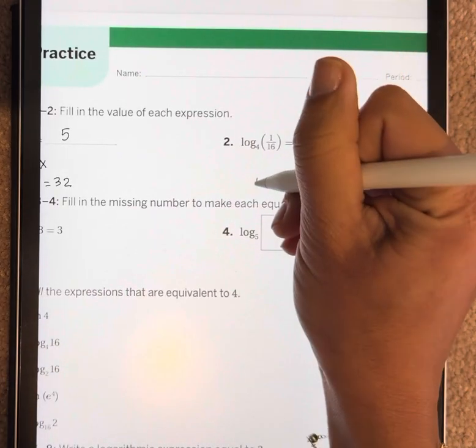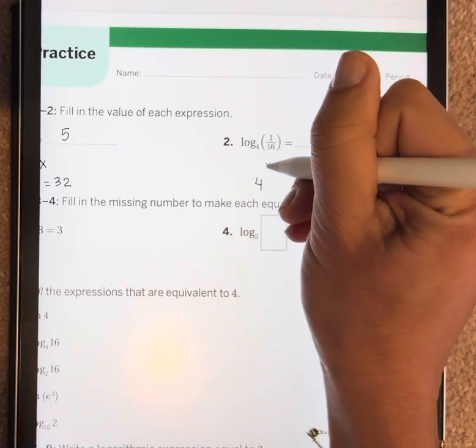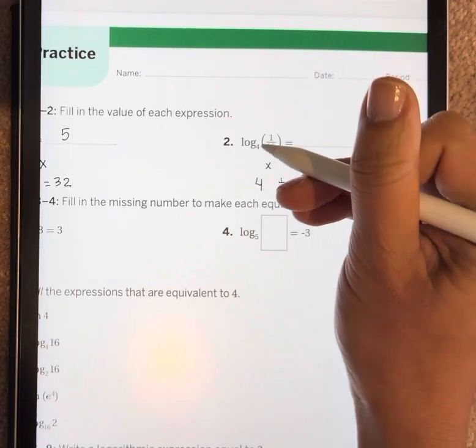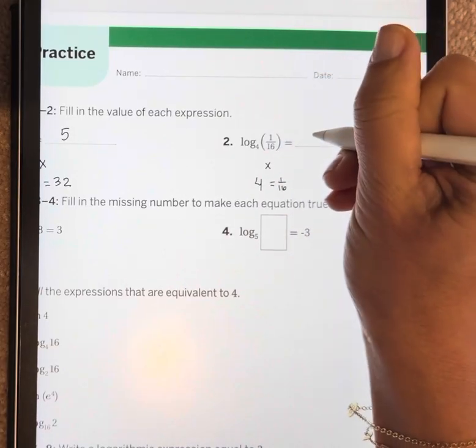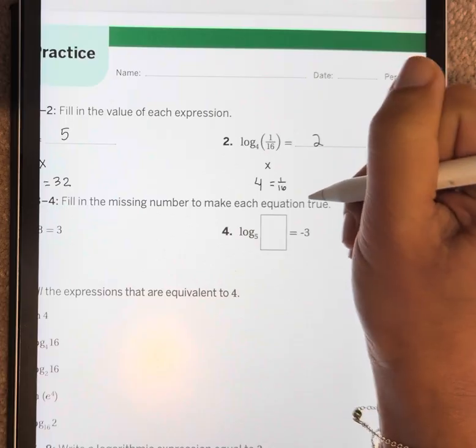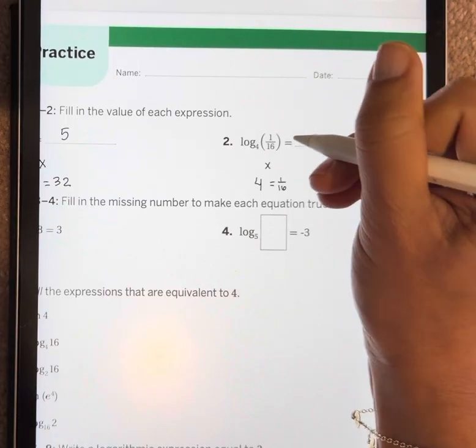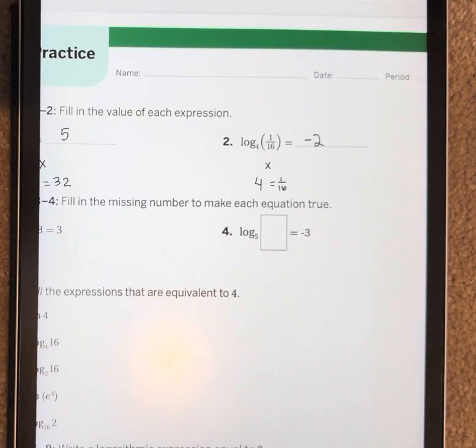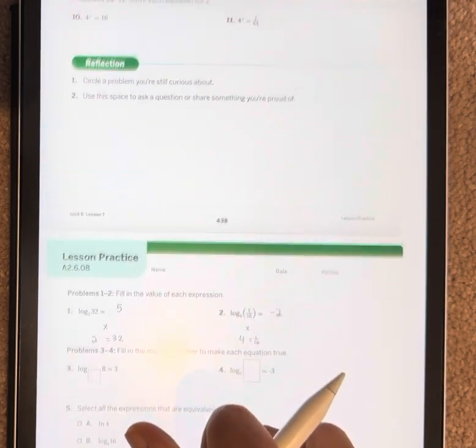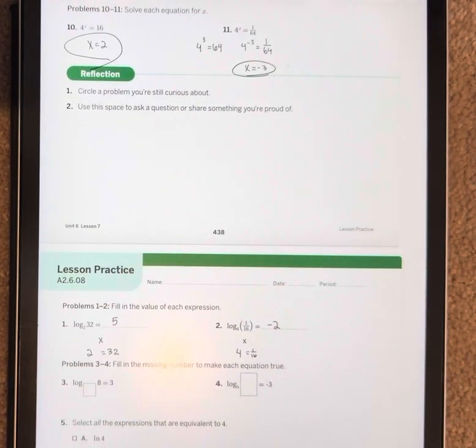Over here, 4 to what power is 1/16? Or in log terms, log base 4 of 1/16 is x. So in this case, 4 to the 2nd power is 16. But in order for it to flip and become the reciprocal, the exponent needs to be negative. A negative exponent makes us flip and do the reciprocal, which is why this spiral review question was asked earlier. So please remember that, okay? In exponent world, a negative exponent gives us a reciprocal.